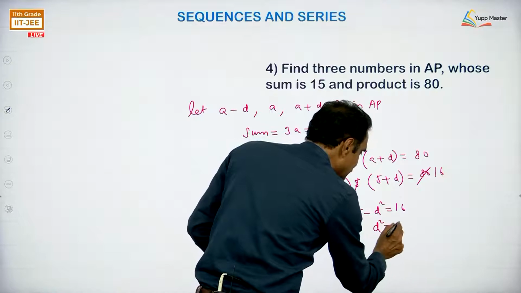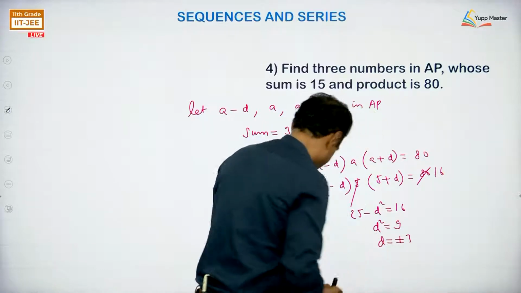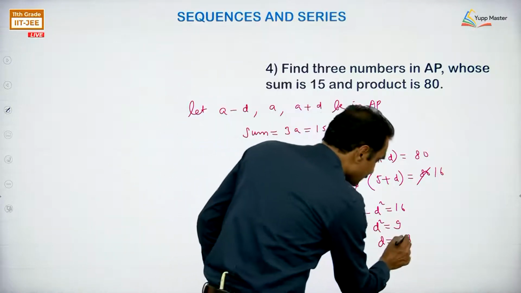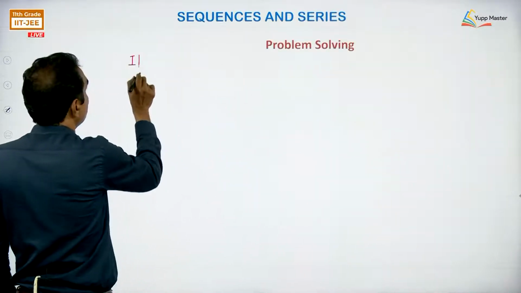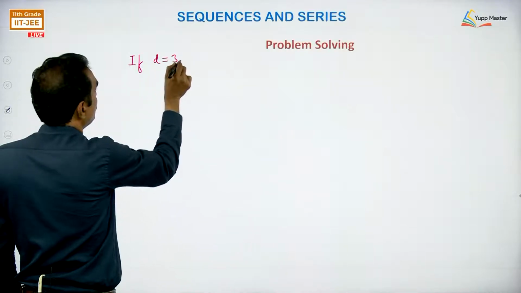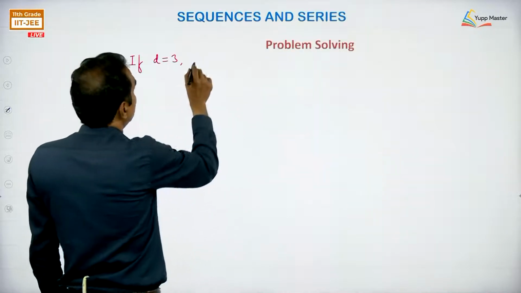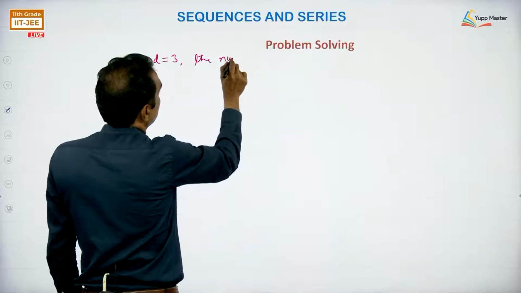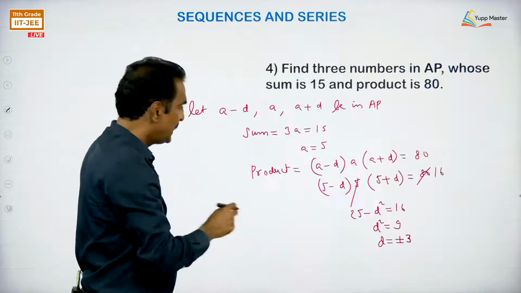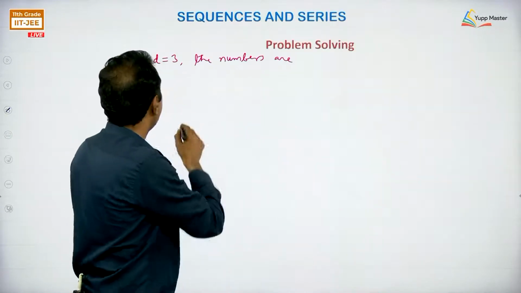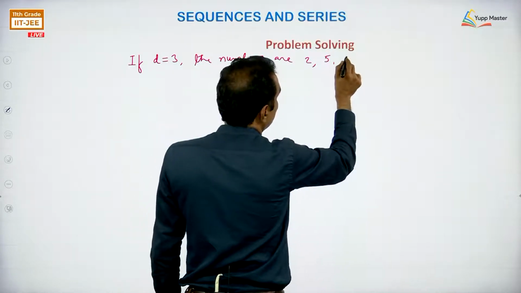We will get D square is equal to 9. Then D is equal to plus or minus 3. Alright. Now, if D is equal to 3, what are the numbers? Numbers are A minus D, A, A plus D, no? A is already 5. So, 5 minus 3 means 2, 5 and 5 plus 3, 8.